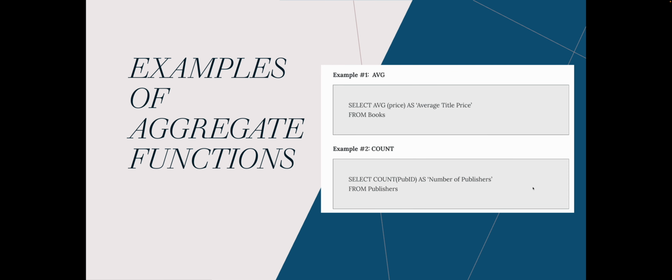So an example is we're going to be using the average and then the count. This first one shows the select average price from the books table. When we put this in, it's going to come back as the average title price that's listed in our books table. Count is going to be counting the number of publishers that we have in that current table. It's going to count the number of rows, and it's going to come back as the number of publishers with that total number of rows that we have in that specific table.